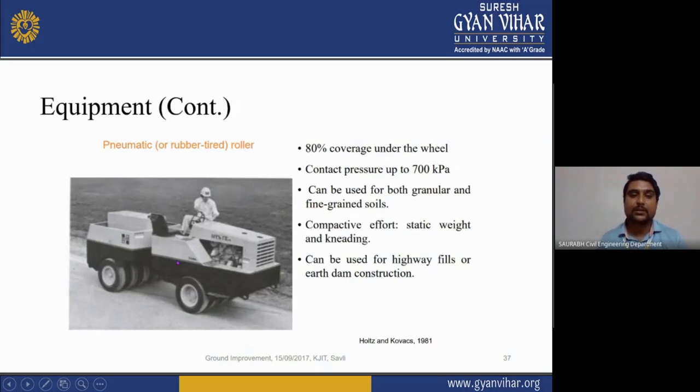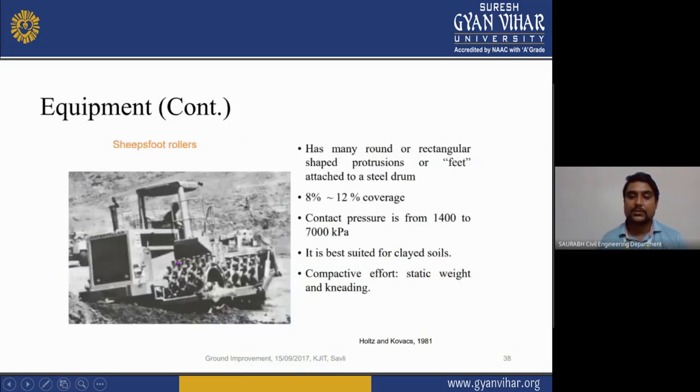And this is your pneumatic rubber tired roller, which is also used for the improvement of the ground. It can be used for both granular and fine grained soil. The compaction effect is static, by the static weight, and it can be used for highway fill or earth dam construction. So you can see here is a different equipment which is known as sheepsfoot roller. I have prepared one separate video which you can watch to know the function of the sheepsfoot roller.